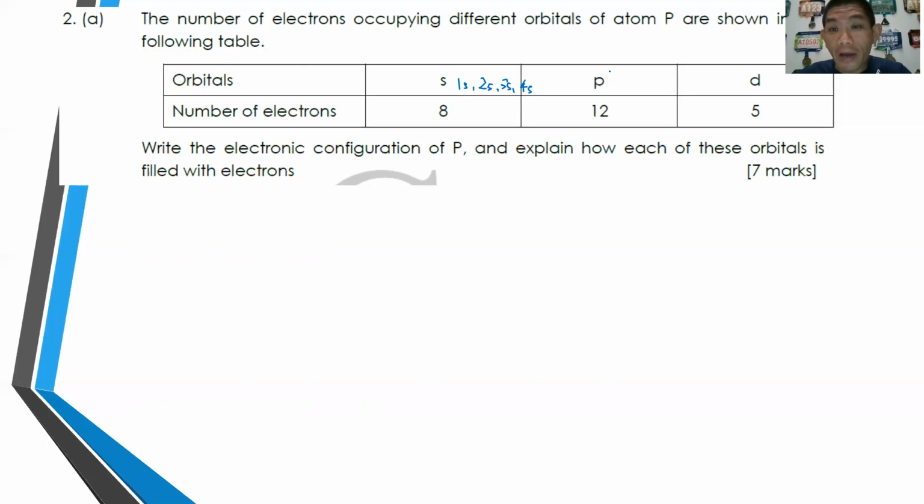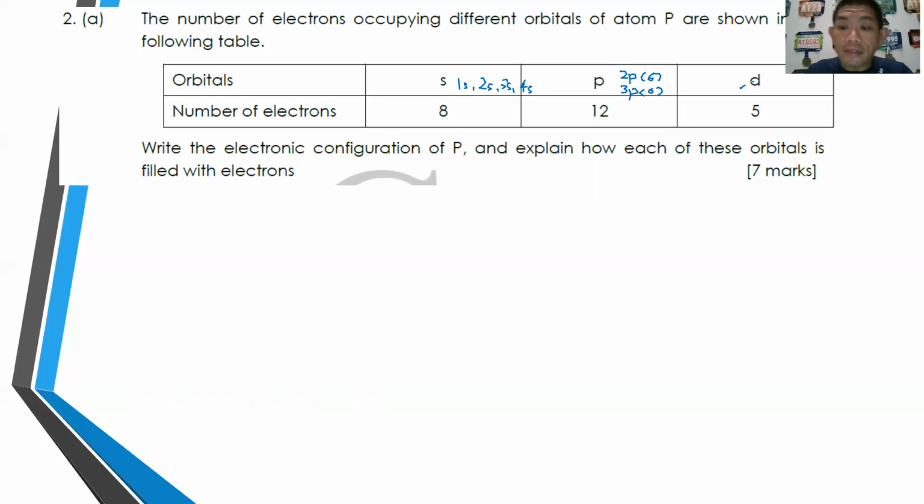As for P orbital, why 12? Because you have 2p, and each p occupies 6, isn't it? So 2p and 3p, 6 plus 6. That's why you get 12. And then D orbital is 5. Then you can more or less imagine what the electronic configuration of atom P is.